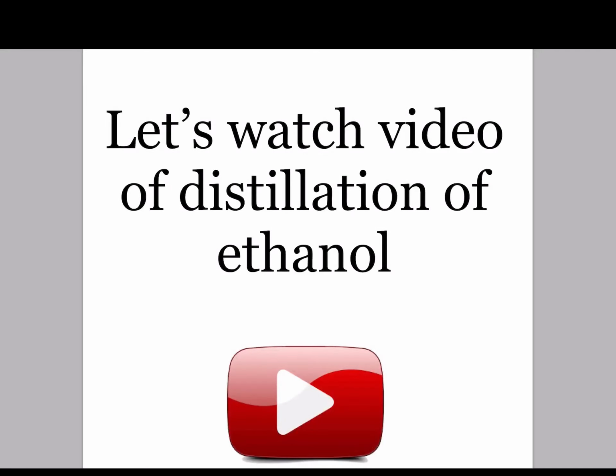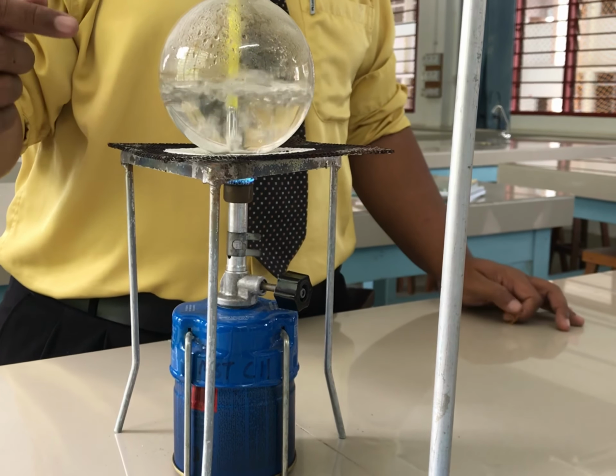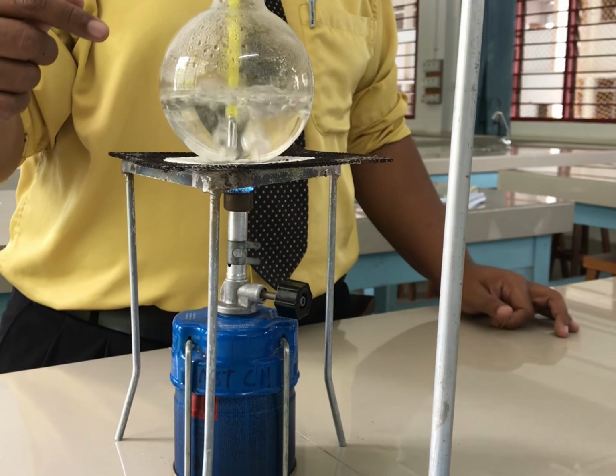So next, let's rewatch a video of the distillation of the ethanol. Distillation of ethanol in Bahasa Malaysia is proses penyulingan etanol. So today we proceed with the distillation of the ethanol.